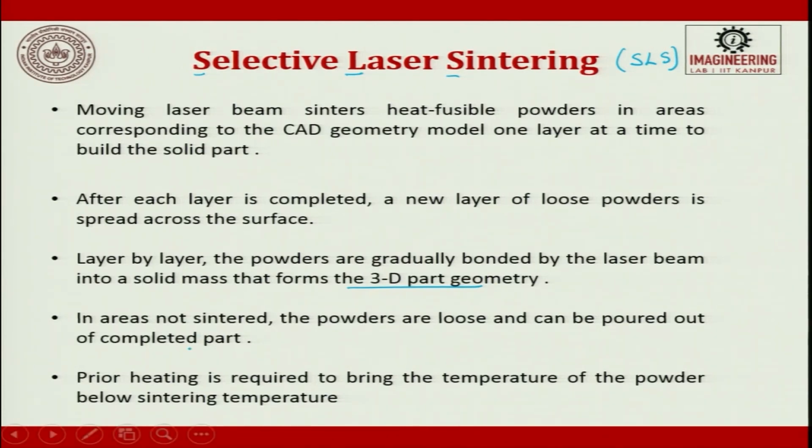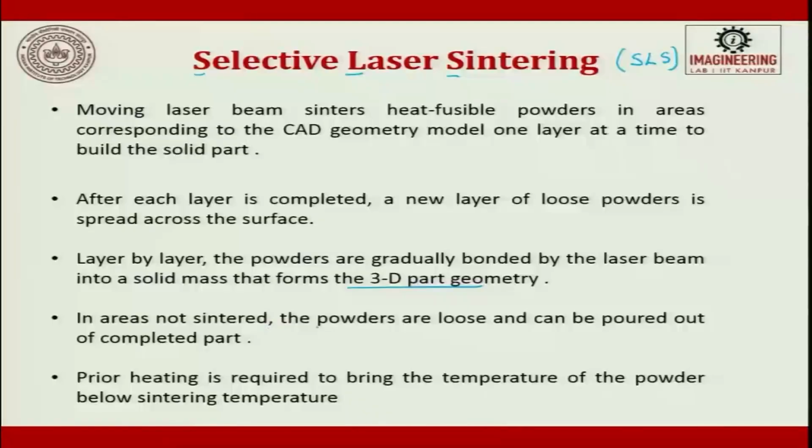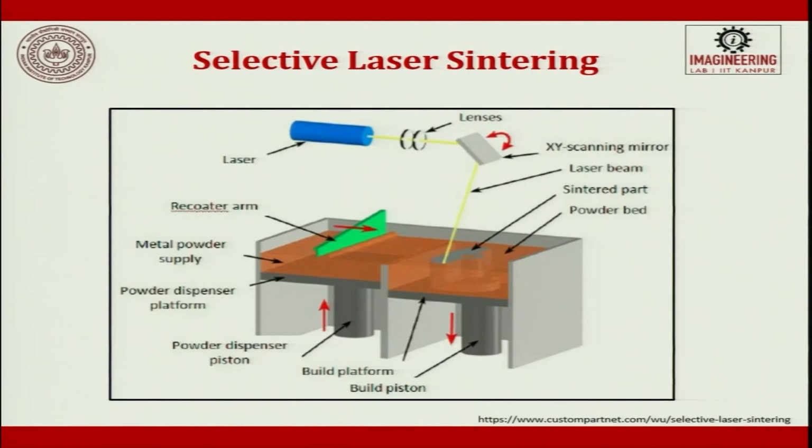Say, for example, the supporting structure we saw in stereolithography is only to support the structure. Here, whatever powder is not cured by the laser becomes available, so on top of it you keep building. In areas not sintered, the powders are loose and can be poured out of the complete part. Prior heating is required to bring the temperature of the powder below the sintering temperature. So, this is how the process happens.